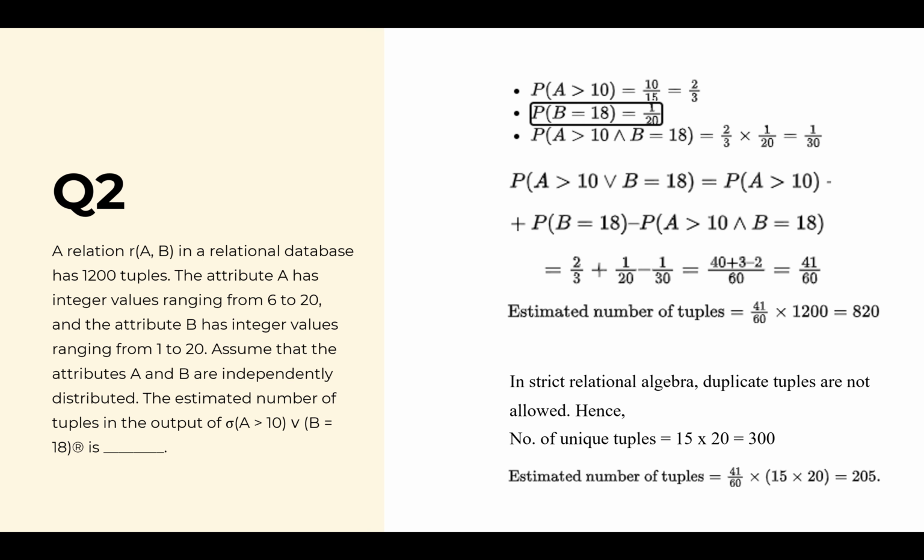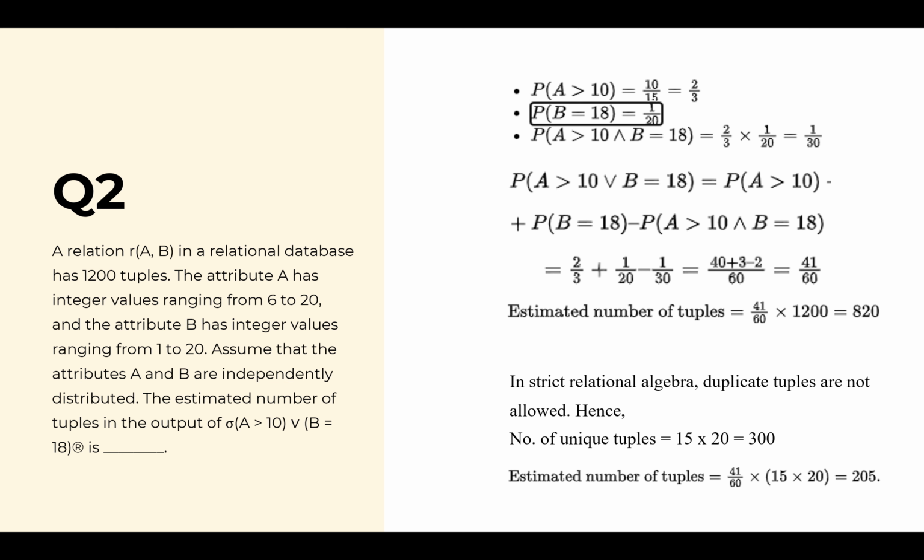So the next question is, a relation R(A, B) in a relational dataset has 1200 tuples. The attribute A has integer values ranging from 6 to 20, and the attribute B has integer values ranging from 1 to 20. Assume that the attributes A and B are independently distributed. The estimated number of tuples in the output of sigma A greater than 10 or B equal to 18 is.